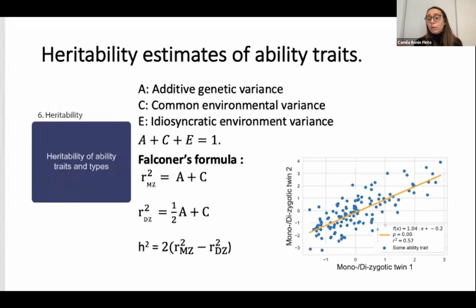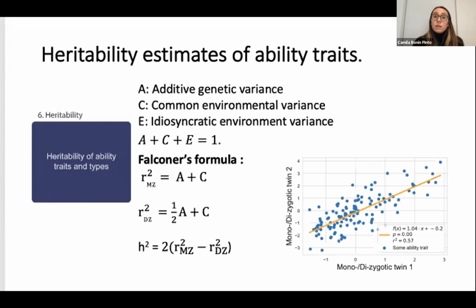There are several models to evaluate heritability, and here we use a simple model, the ACE model, which tells that heritability is just a sum of additive genetic variance, common environment variance, and idiosyncratic environment variance. It's hard to measure because it's something that varies a lot from individual to individual. And we use data from the monozygotic and dizygotic twins.